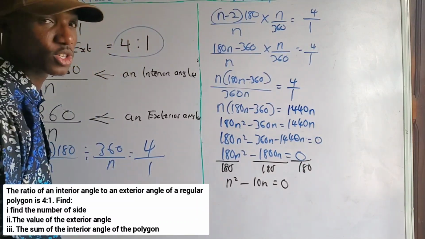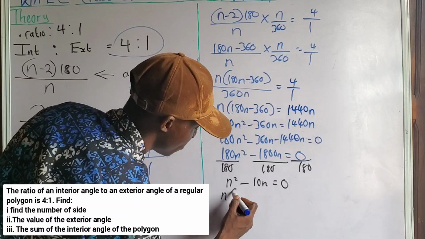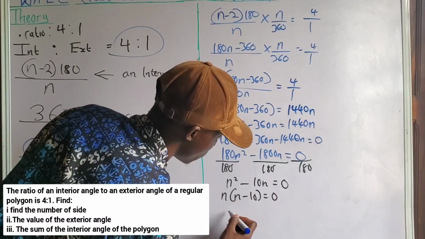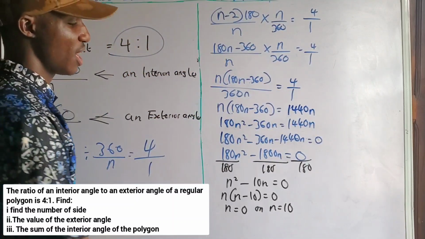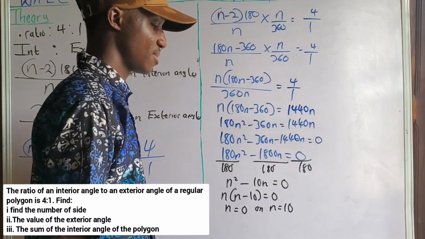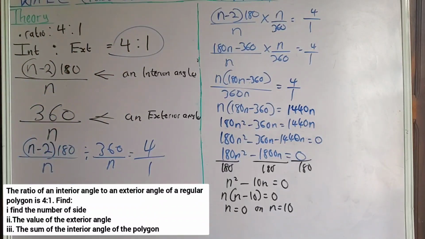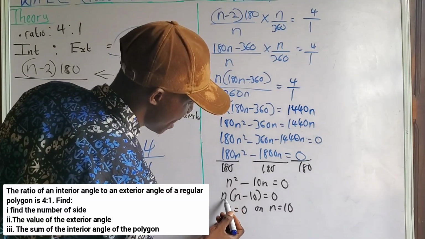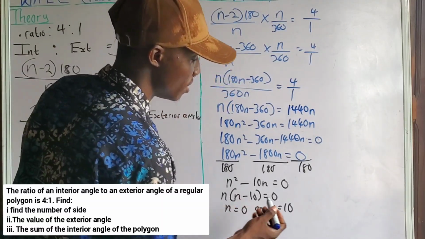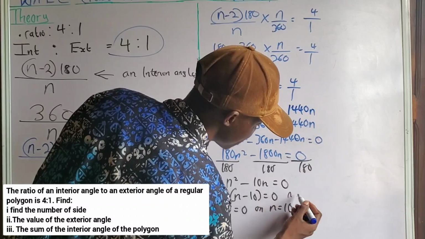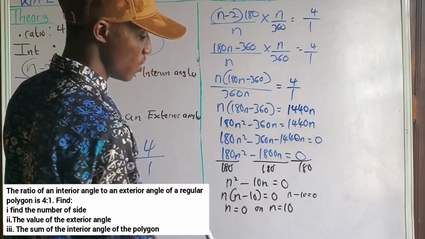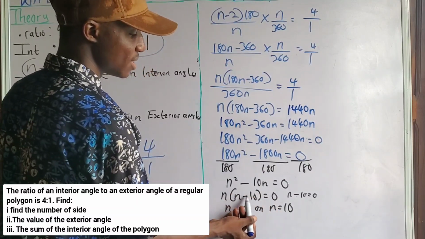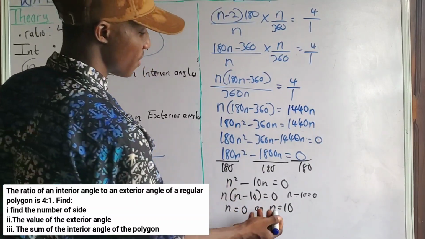So we can solve this equation by factorizing: n multiplied by (n minus 10) equals 0. So n will be equal to 0 or n will be equal to 10. Are you wondering how I got n equals 10? It's simple. Here n equals 0. n minus 10 will also be equal to 0. n minus 10 equals 0, so n will be 10. I just set each bracket equal to 0, so I got the value of n as 10.